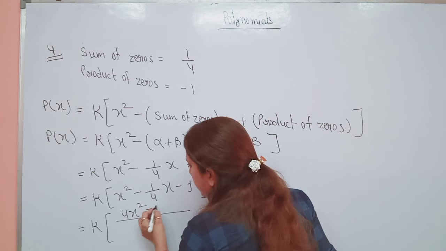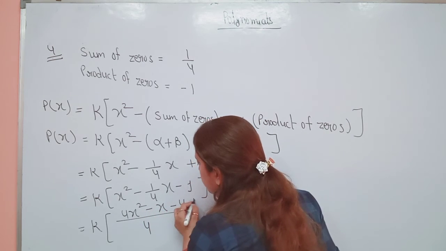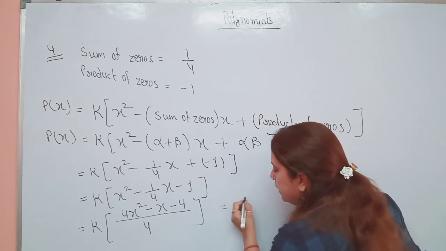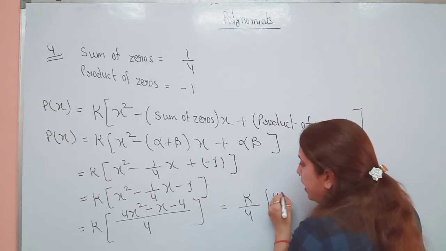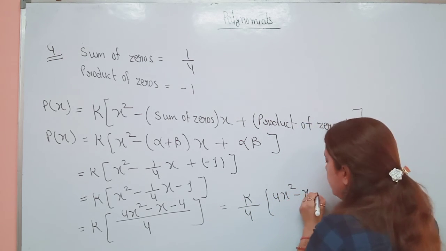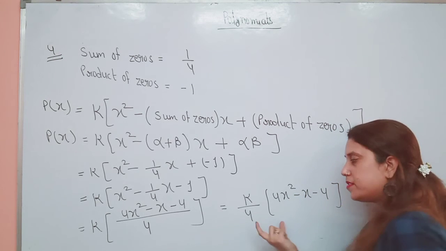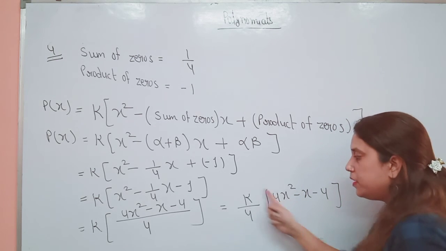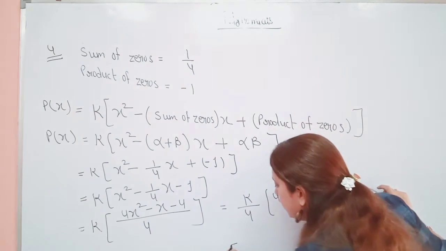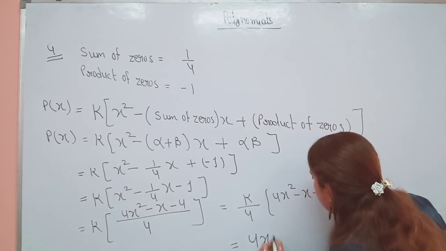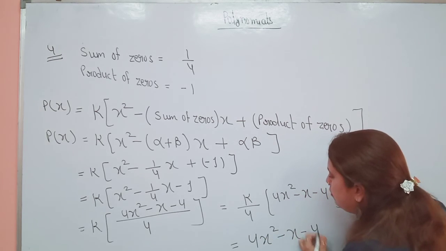4x square minus k minus 4. The constant we will take outside, k by 4. 4x square minus x minus 4. You can leave the answer here also, and in the last we can leave the constant term. Leaving the constant term, we can write the answer as 4x square minus x minus 4.